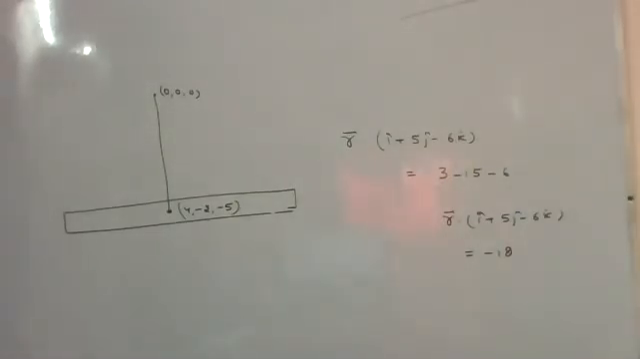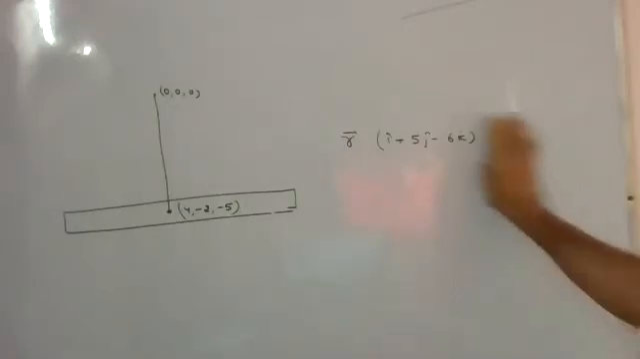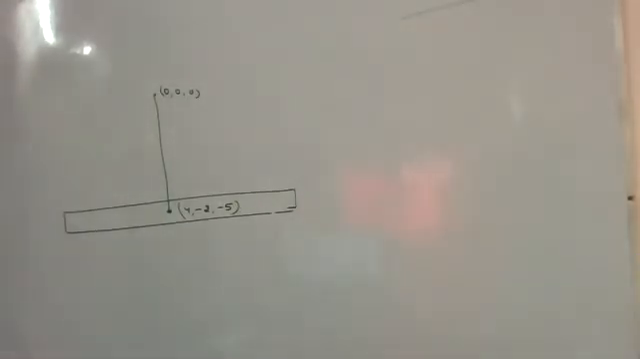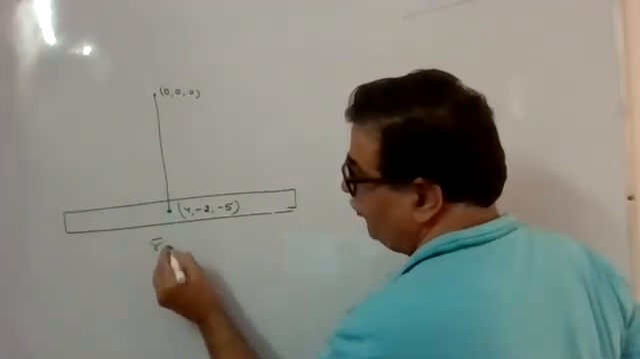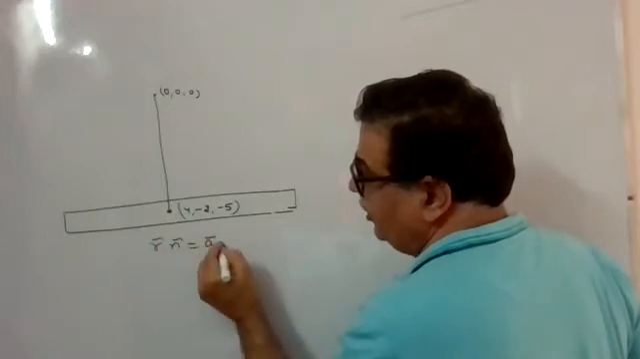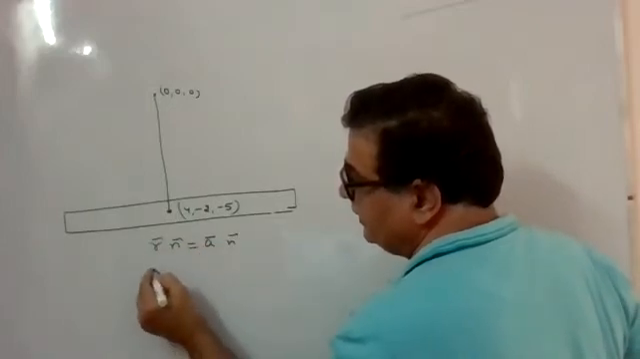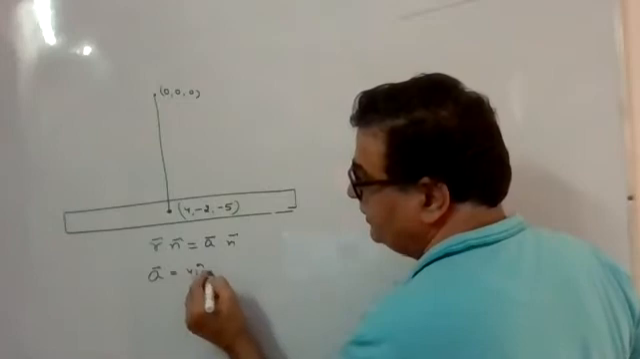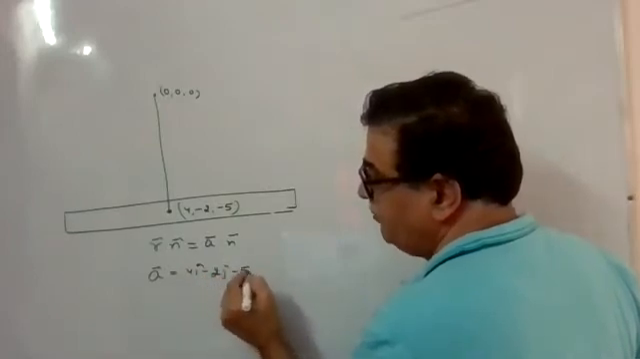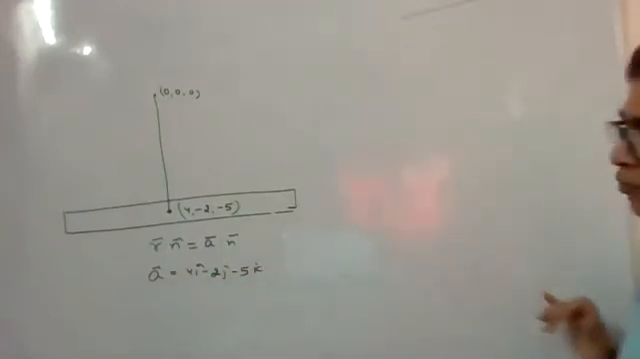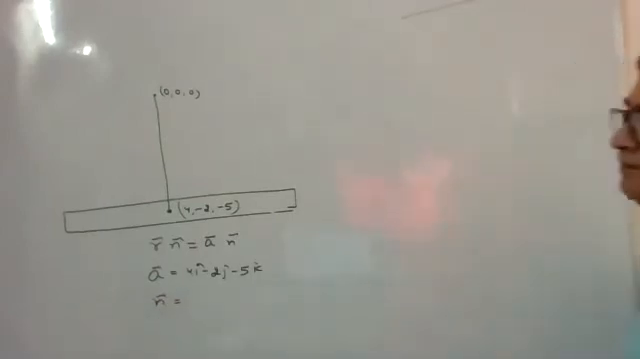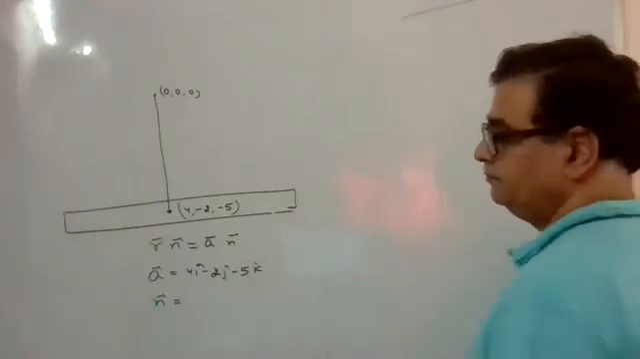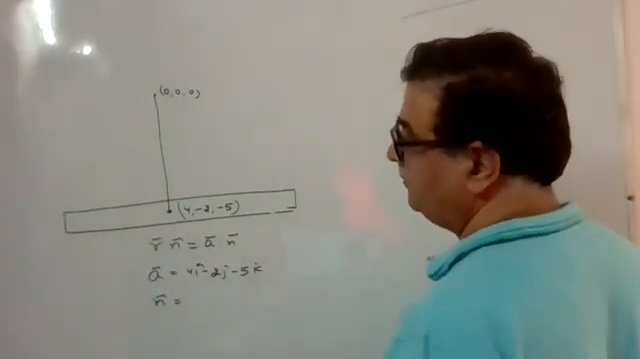Yes, please. What is the A vector this time? 4i minus 2j minus 5k. Yes. The formula is R dot n equals A dot n. The A vector is clearly known. It will be 4i minus 2j minus 5k. What is the normal vector? Sir, it is equal to A.